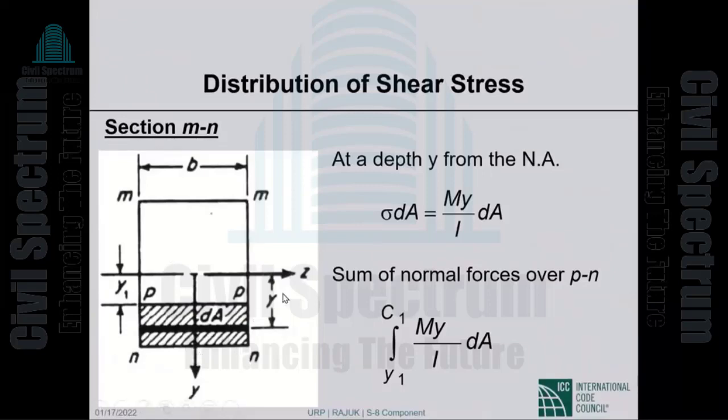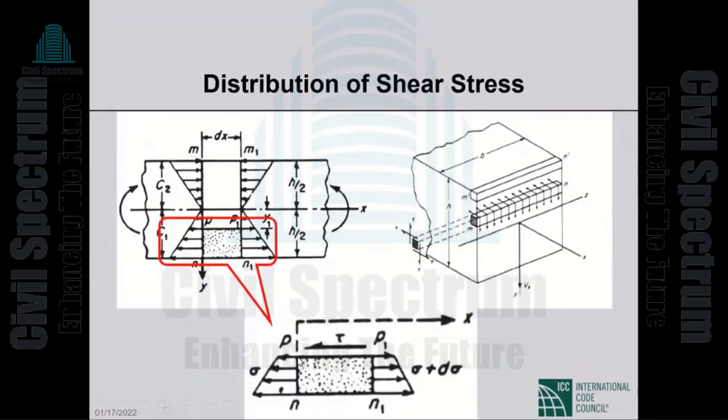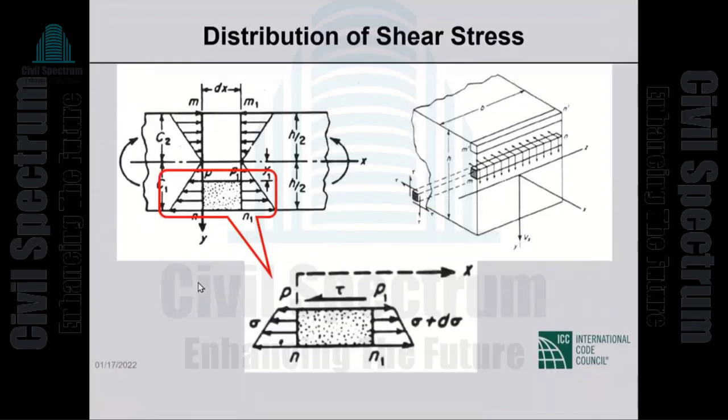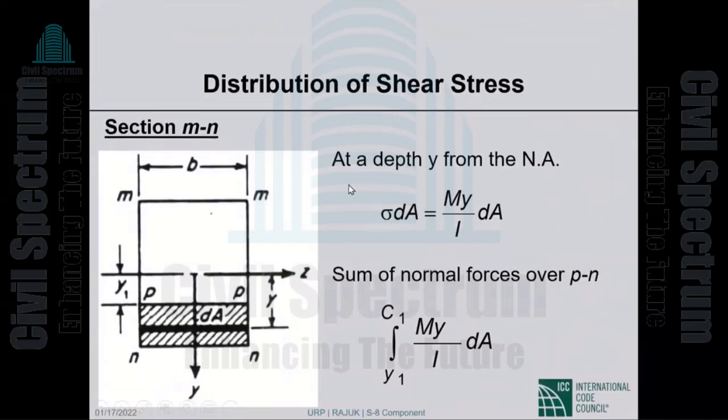This picture is not the same as that. On the next picture, we are drawing the section Mn. At a depth y from the neutral axis, sigma dA, this is an elemental area. Sigma, the bending stress, is M over I times y. You need to know that from basic strength of materials. So sigma dA is My over I times dA.